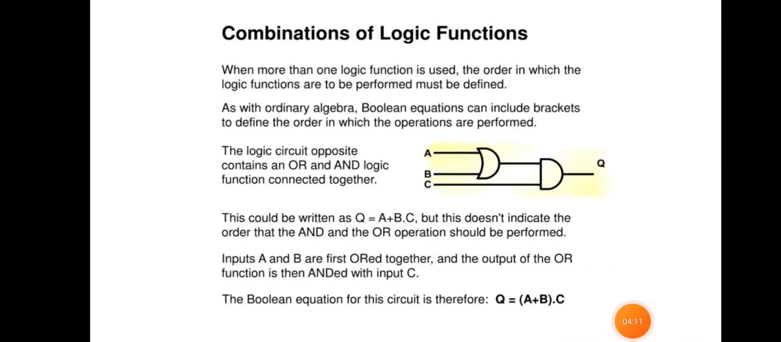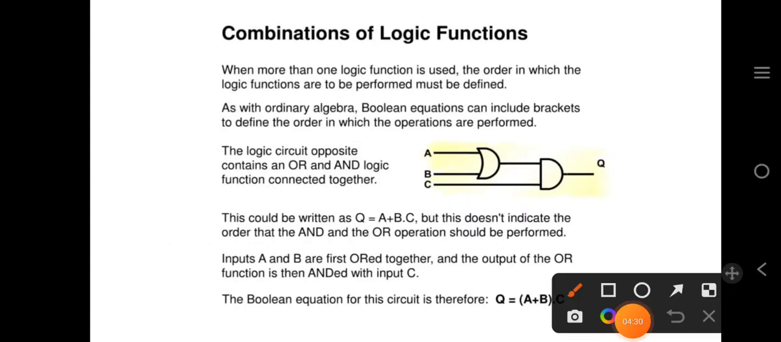So inputs A and B are first ORed together. What does it mean? First, the inputs are ORed together, means the OR gate is operated first and the output of this OR gate is then ANDed with C. Okay, so let's see here. First, these two inputs are ORed together, and then the output of this will be ANDed with C, and then you will get the final output. So this is the sequence of operation.